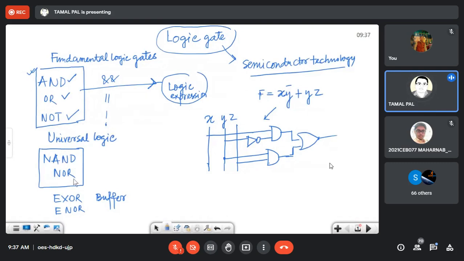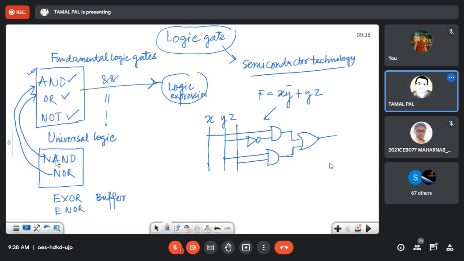Now, NAND and NOR, these two are the universal logic gates. Why is it so? Because each of these can be mapped to AND, OR or NOT. That means NAND can be tuned to behave like AND, OR and NOT. Similarly, NOR can also be tuned to behave like AND, OR or NOT. I will discuss the internal detail of this, but keep in mind that these two alone are capable of generating the logical expressions of AND, OR and NOT. Why is it? I will show. That's why these are known as universal gates.